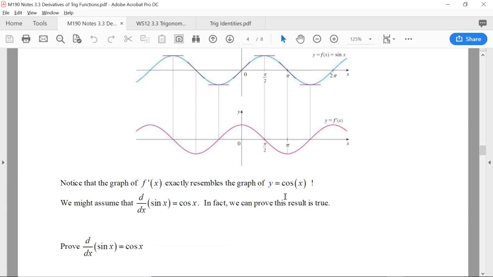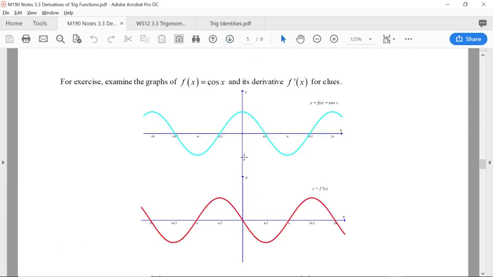And similarly, if we take the cosine curve, here's the cosine curve, if we look at its derivative, what do we get? Okay, so we have a horizontal tangent line here, so that corresponds to an x-intercept. Horizontal tangent line, x-intercept, right?